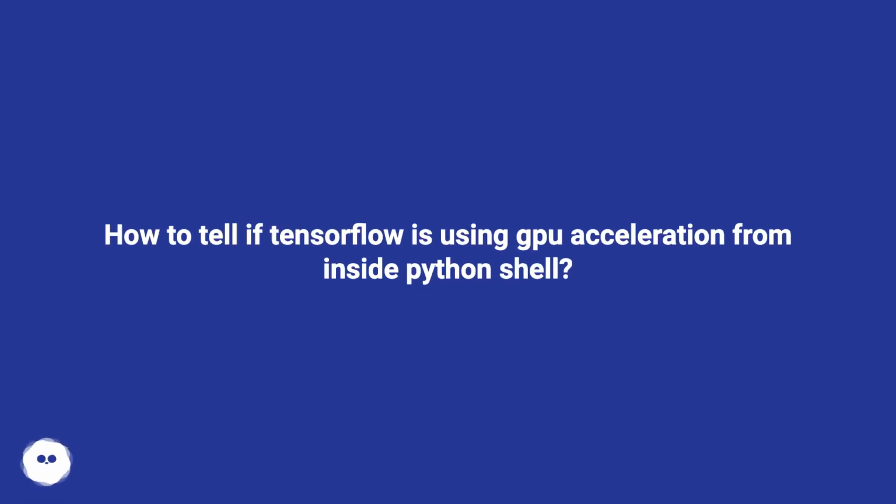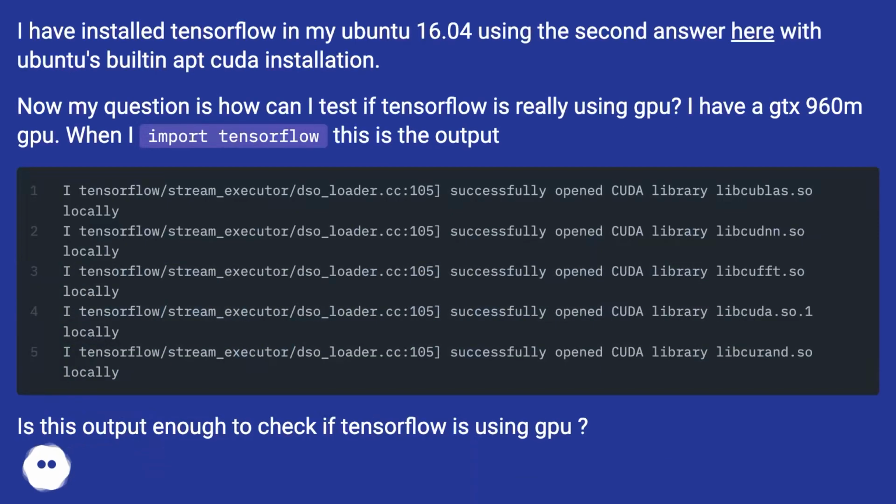How to tell if TensorFlow is using GPU acceleration from inside Python shell. I have installed TensorFlow in my Ubuntu 16.04 using the second answer here with Ubuntu's built-in apt CUDA installation. Now my question is, how can I test if TensorFlow is really using GPU? I have a GTX 960M GPU. When I import TensorFlow, this is the output. Is this output enough to check if TensorFlow is using GPU?